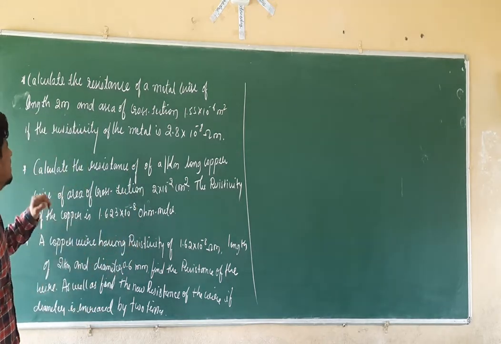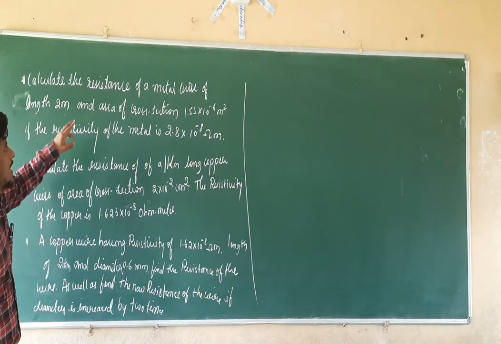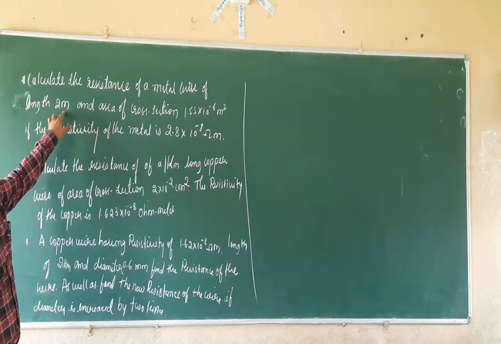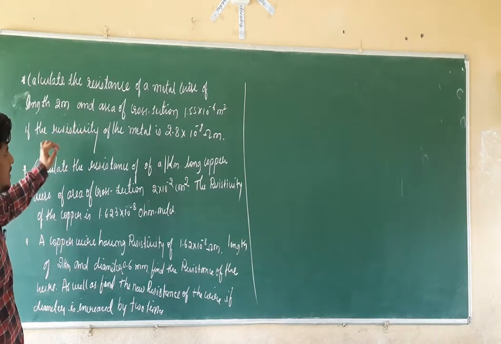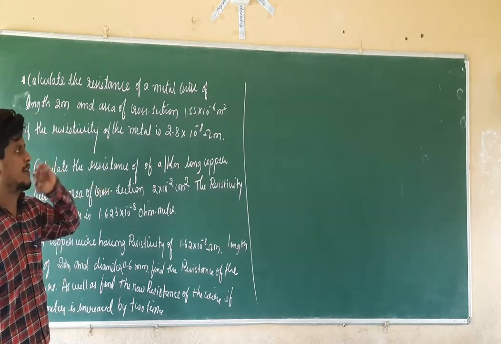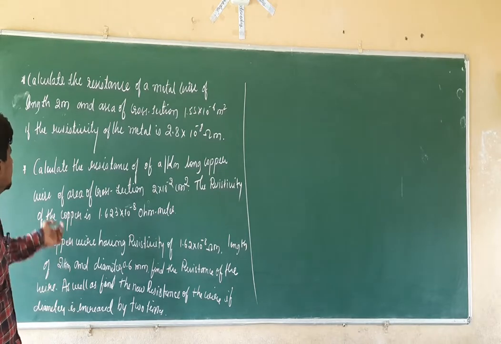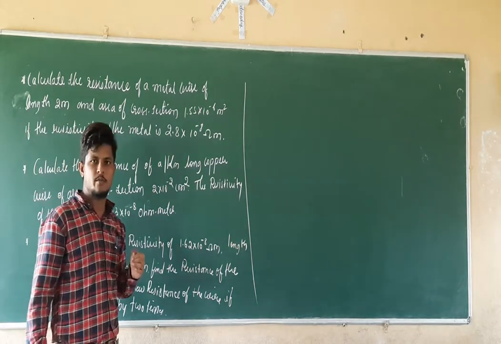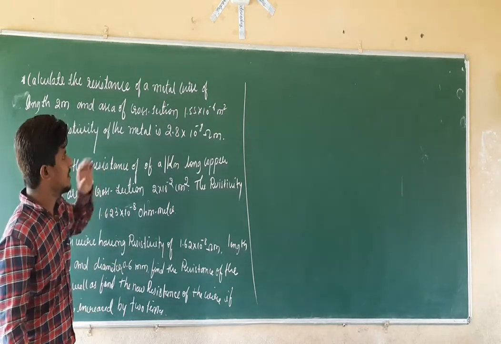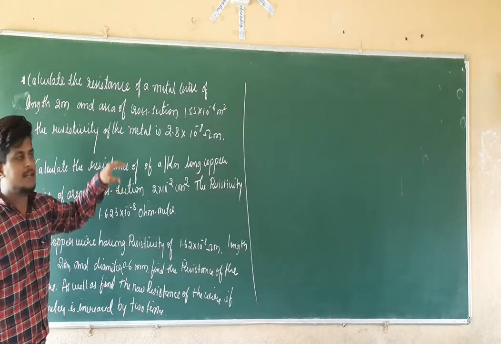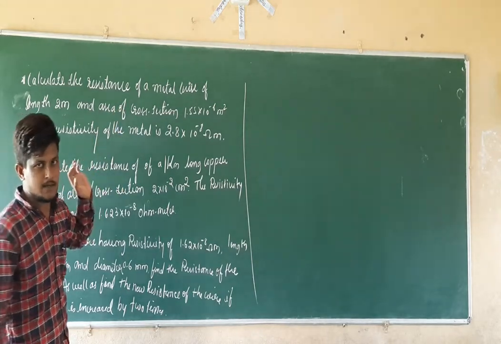If you see what is given in this problem, we have to calculate the resistance of a metal wire of length 2 meter. They have given the length of the conducting wire as 2 meters, as well as the area of cross section as 1.55 into 10 raised to minus 6 meter square. And the resistivity of the metal wire is given as 2.8 into 10 raised to minus 8 ohm meters. By using all that data, we have to calculate the resistance of the conductor.